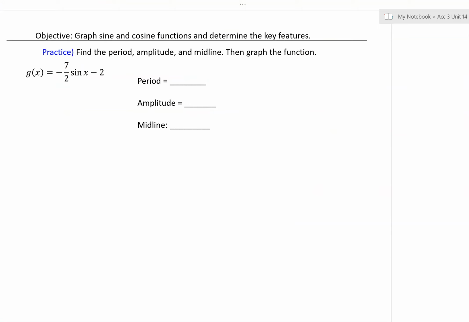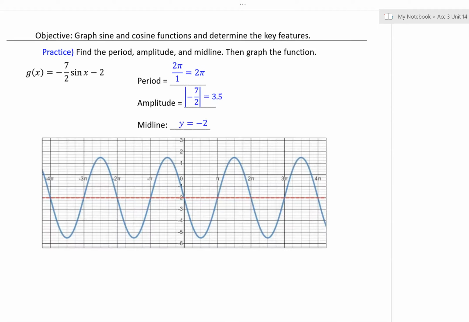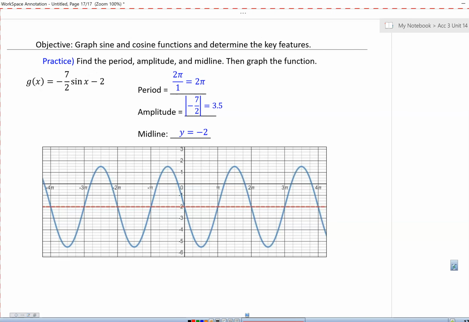Here is a third practice problem that you can try. Pause your video. Let's take a look at this one now. All right, so period here is 2 pi divided by 1. Coefficient of x is 1, giving us 2 pi radians for the period.